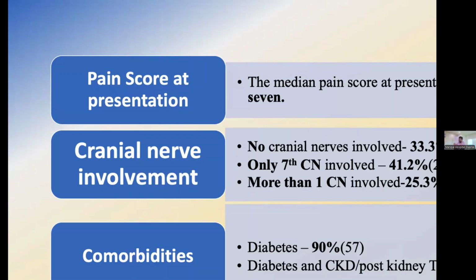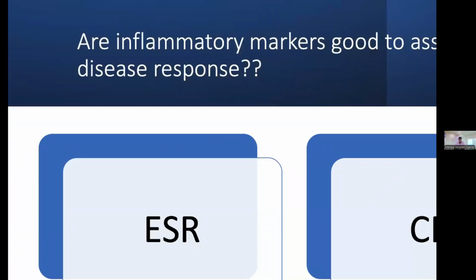You don't find anything, and you have skull base osteomyelitis. So 90% of them were diabetics. And it is probably a multiplicative effect to have diabetes with neuropathy, with nephropathy, with a post-kidney transplant. So around 10% of them had multiple comorbidities, that is diabetes with CKD, and they were post-kidney transplant patients.